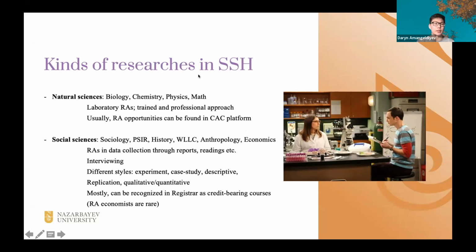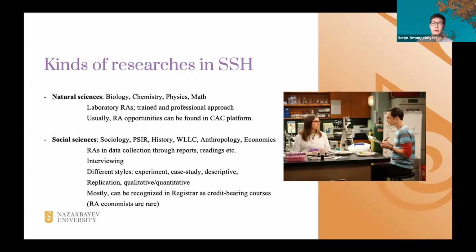And regarding the social sciences and humanities, such as sociology, PSIR, economics, etc. RAs usually are involved in the data collection process, and data collection usually runs through the reports, readings, etc. Usually people also do interviewing, which is also really important in analyzing data because it requires training and a CITI certificate to be allowed to interview people.